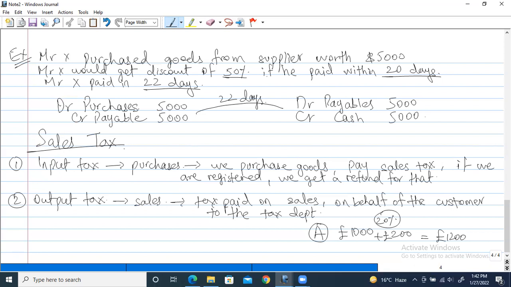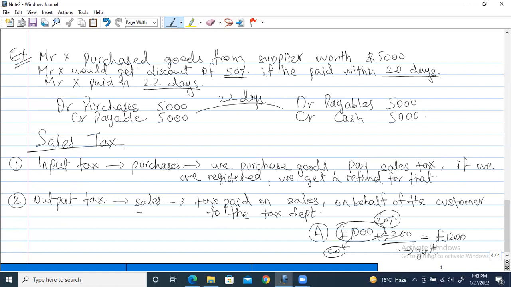So this means this $1,000 belongs to us, our company, but this 200 does not belong to us. This is collected from the customer on behalf of the government. And this $200 is given to the government, in other words, to the tax department. So this $200 we are collecting from the customer on behalf of the tax department, and at the end of the month, or at the end of 6 months, or at the end of the year, we have to give all the taxes accumulated, we have to pay it to the government. Okay, so this is the output tax.